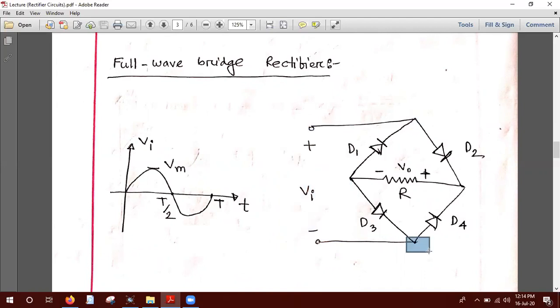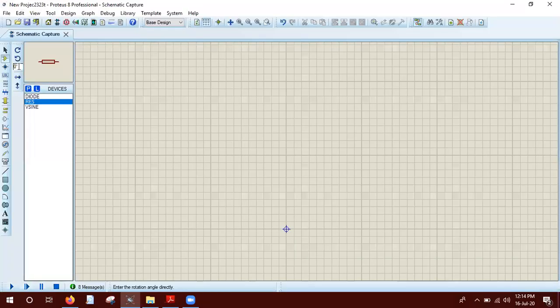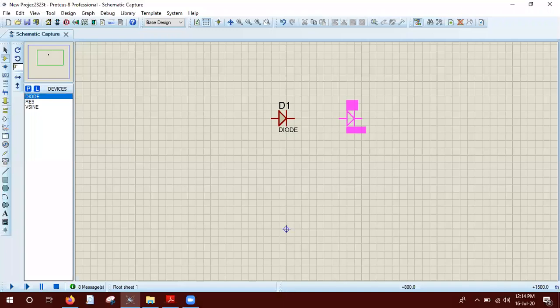So we need 4 diodes. We need output resistance. We need a sine wave. So everything is available in our software right now. So first of all, we will try to build the diode bridge. Okay, so this is the first diode. Then I take the second diode, then the third diode, and finally the fourth diode.